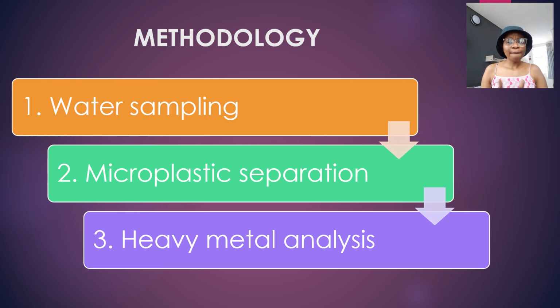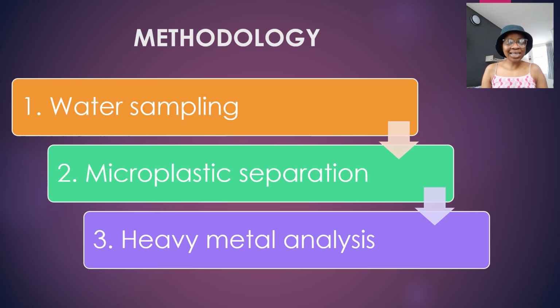Step number 2, microplastic separation, where microplastics were separated from the water using PVDF and CNO membranes. The microplastics were quantified and characterized using tools such as a stereo microscope and scanning electron microscopy. Step number 3, heavy metal analysis.